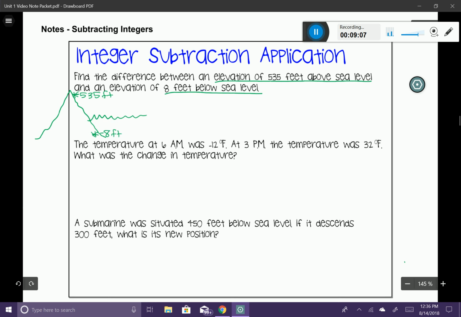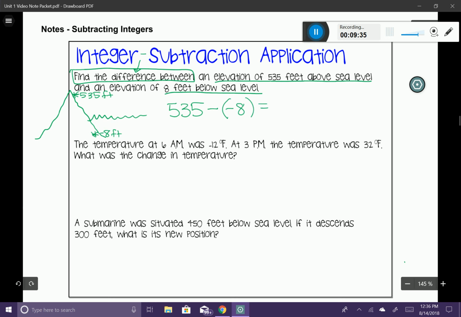And what I want to know, the question being asked is, find the difference between them. Well, the word difference means subtraction. So we're going to be finding the difference between these two numbers. We always find the difference by taking the highest number minus the lowest number. So the highest number in our case is 535 feet. We're going to subtract our lowest number, which is -8.